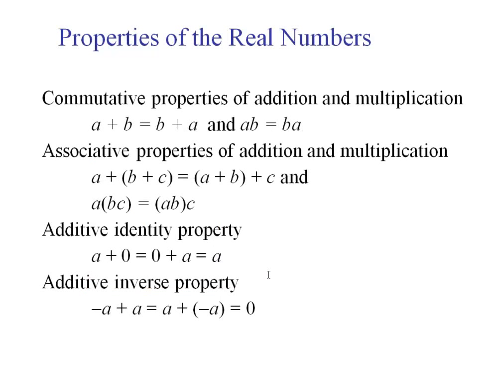Properties of the real numbers. We have the commutative property of addition. We know that anytime we add two things, we can add in either order and it's the same, and the same goes for multiplication.